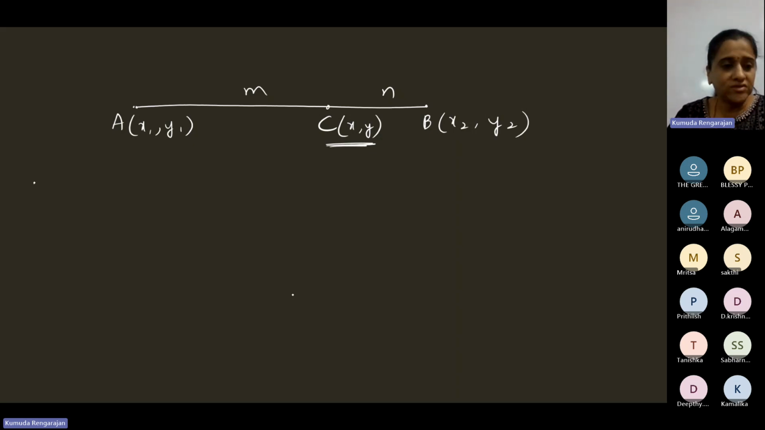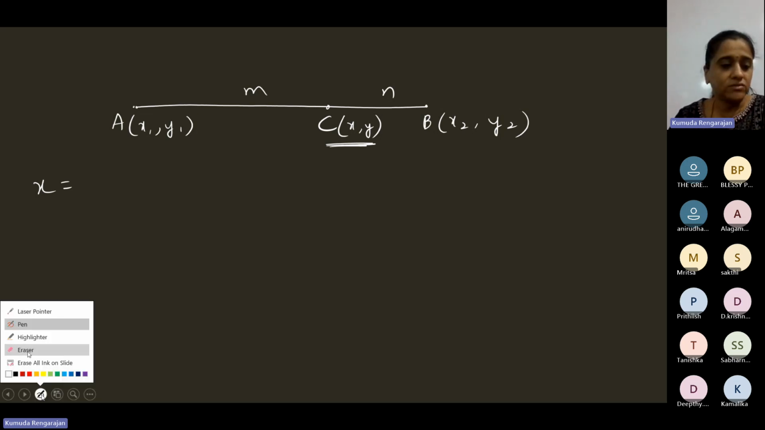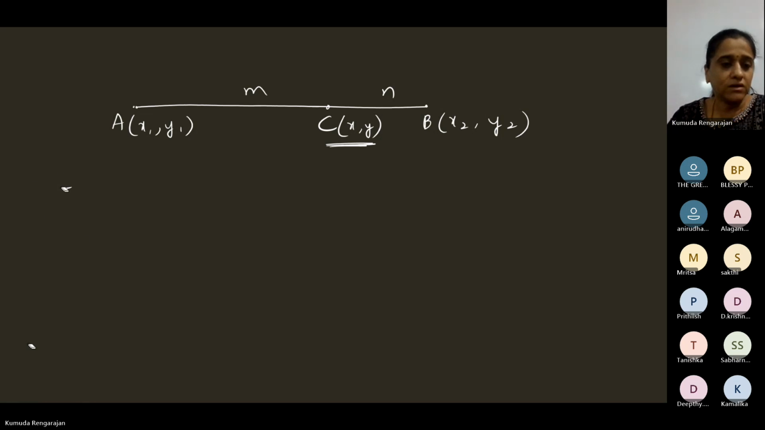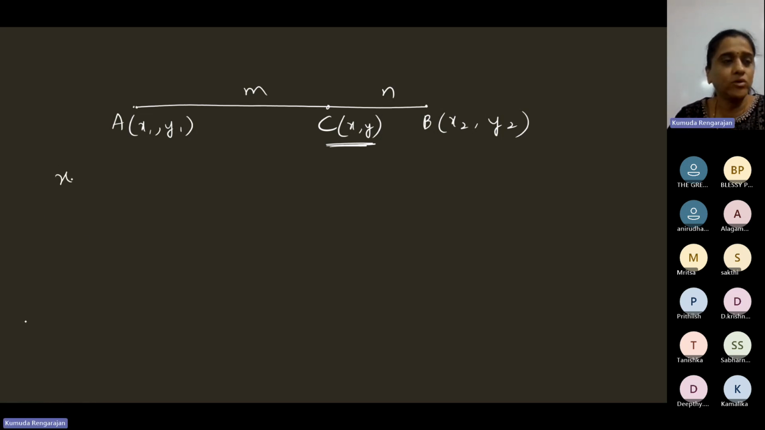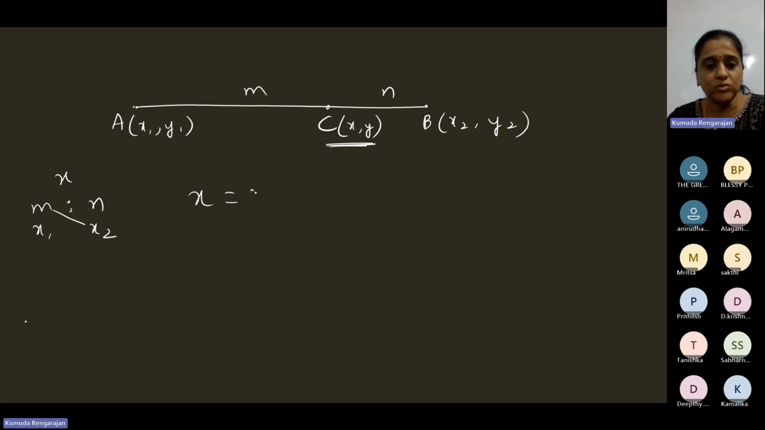So x is equal to, what is x? The x coordinate of C. Y is the y coordinate of C. So to find x, you'll have to use the ratio m is to n, and the x coordinates x1 and x2. So x is equal to mx2 plus nx1 by m plus n.